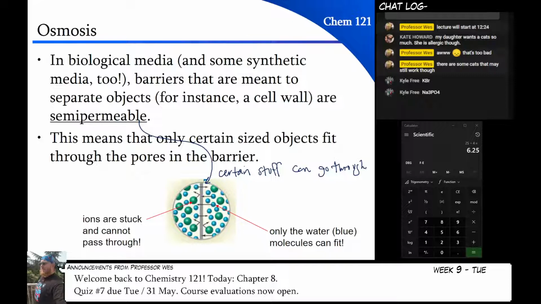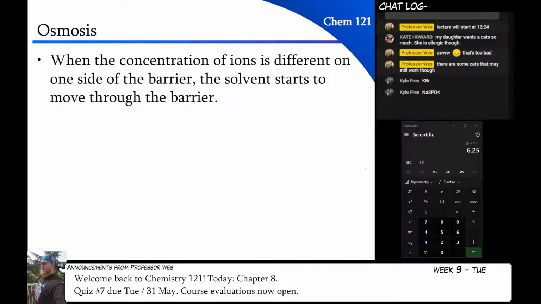But yeah, so you want to keep certain things on certain sides of your semi-permeable membrane. Certain other things you want to be able to go in and out freely, and there are structures and specific barriers that are allowed to do that. Now, if you have a different concentration of ions on one side of the barrier relative to the other, then an interesting phenomenon happens, and that phenomenon is what we call osmosis.